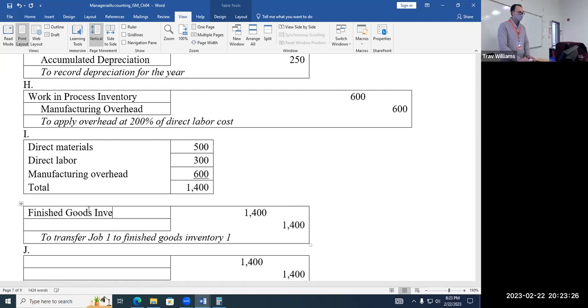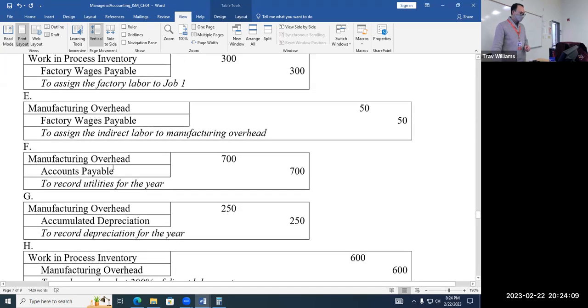So we're going to debit finished goods inventory. Where's it coming from? Work in process. Okay. If it helps, remember that the inventory moves from raw materials into work in process. You add your conversion costs, your labor and your overhead, and then you transfer it to finished goods. Then when you sell it, it becomes cost of goods sold, right? So what we're doing here is we're moving it from that job, now that it's done, into finished goods inventory.